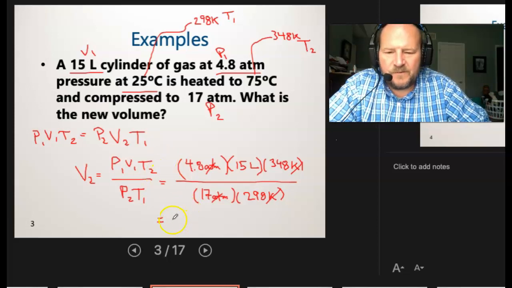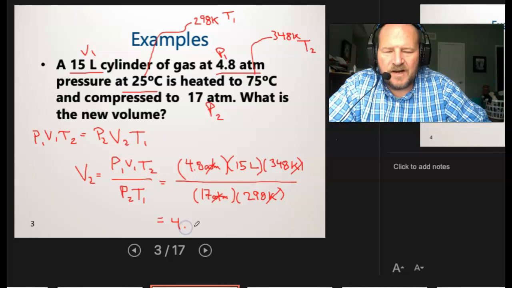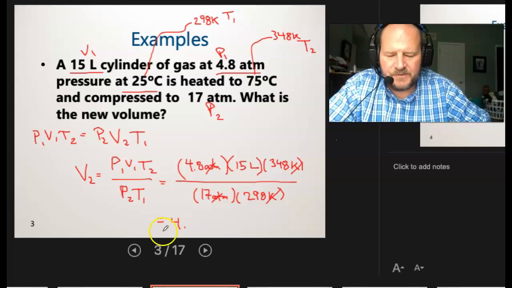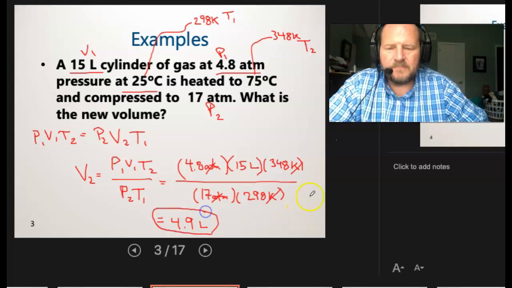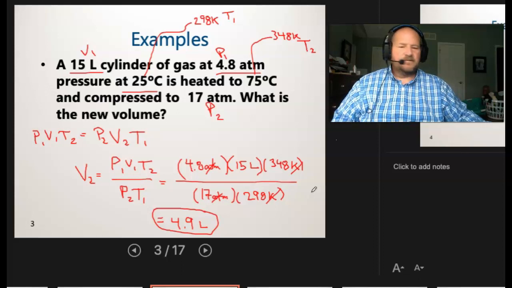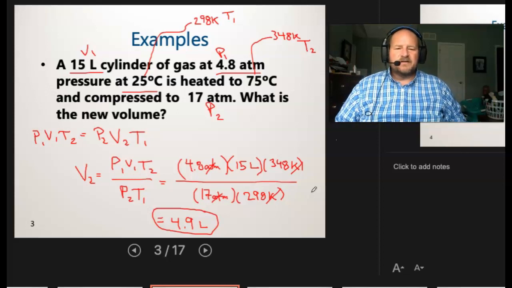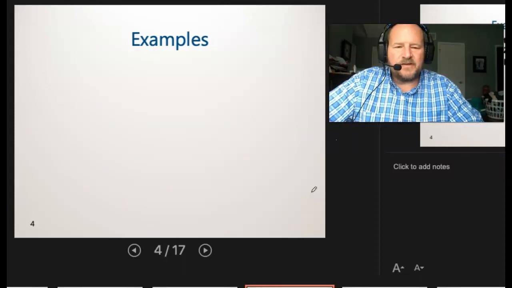We're left with 4 point, how many sig figs? That's right, 2. 4.9 liters. Final answer. All right. Hopefully you were able to knock that out of the park. So let's look at another one.